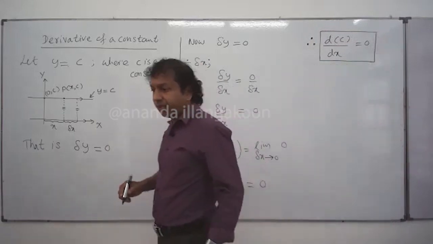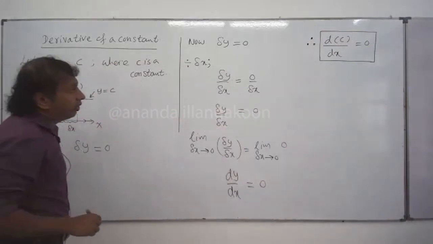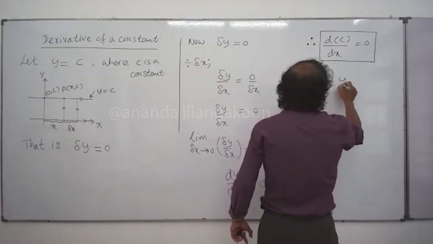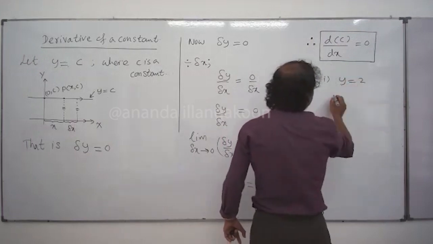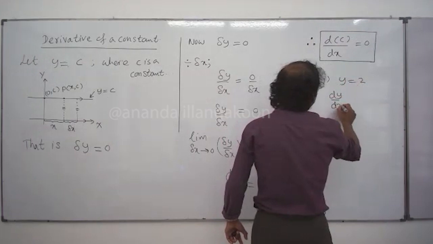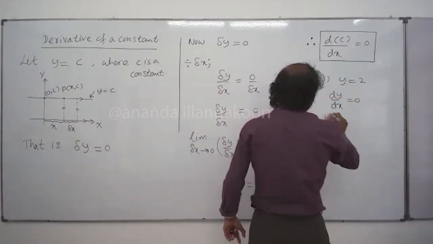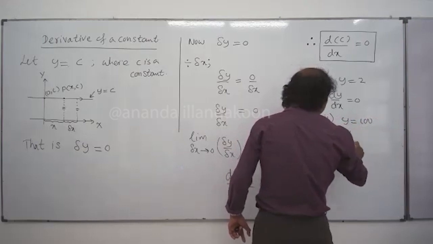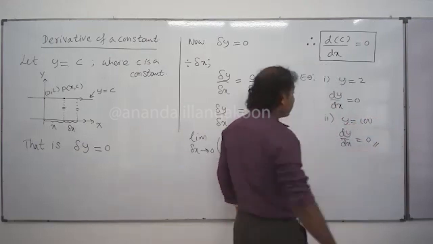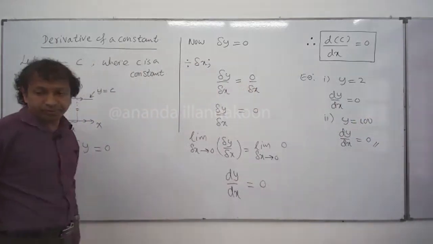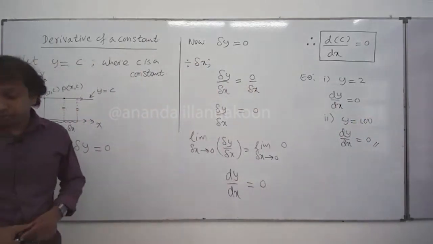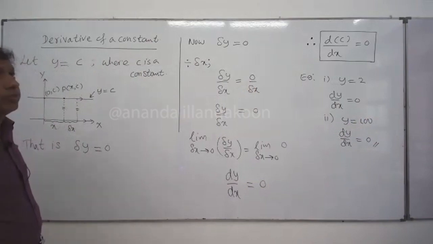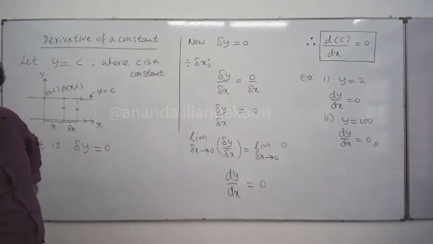Derivative of a constant is 0. That means, for example, when you consider y equals 2, 2 is a constant, dy by dx equals 0. Y equals 100, dy by dx is again 0. This is how, people, we apply this result. Write down the examples also.